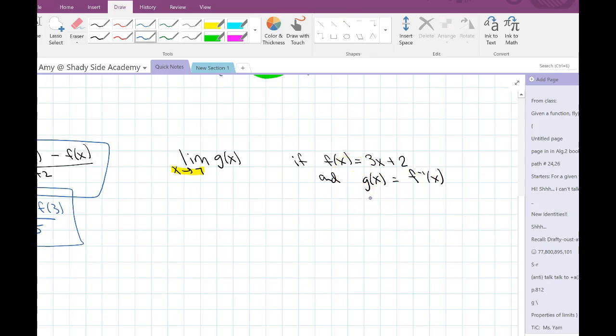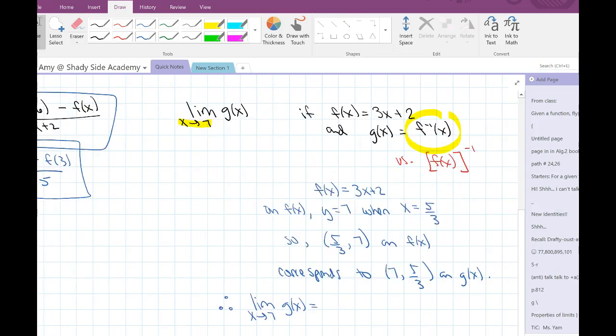Be very careful on the cumulative mid-year exam. Some of you confused this with this. Okay, these are not the same thing. This is saying the reciprocal of f of x. This says the inverse of f. Go ahead and do this one on your own and then replay me.